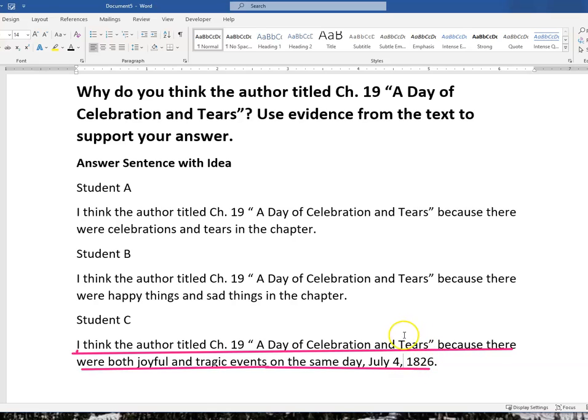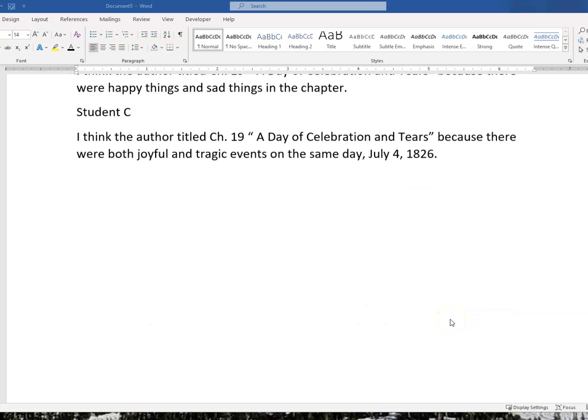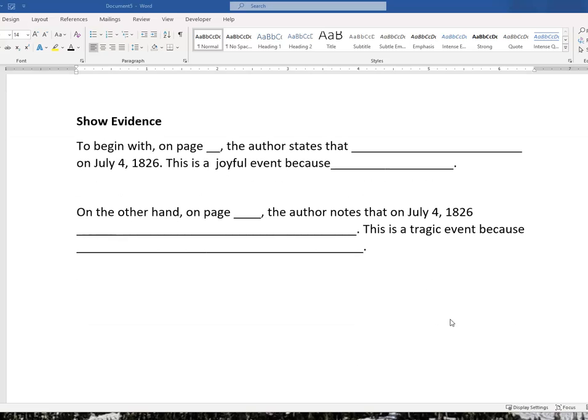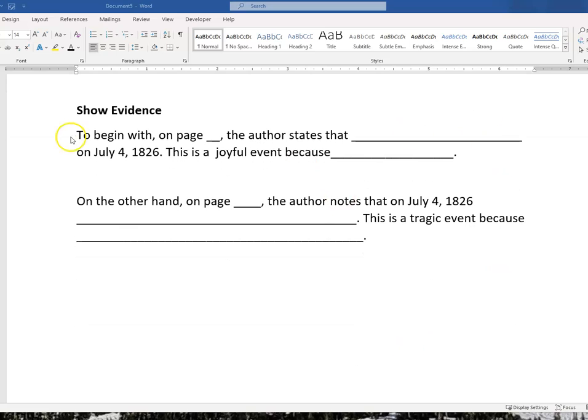Now the next step in this is going to be using evidence from the text. And I want to show you how to use that evidence from the text. So I'm going to give you a model here to work on. First of all, you want to show your evidence, and here's an example of how you could start.